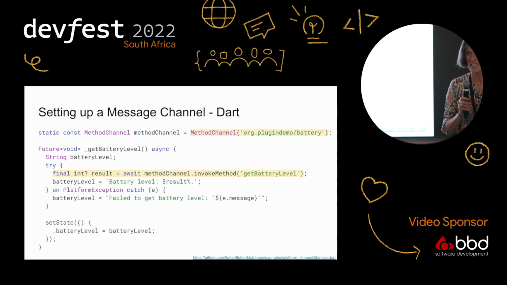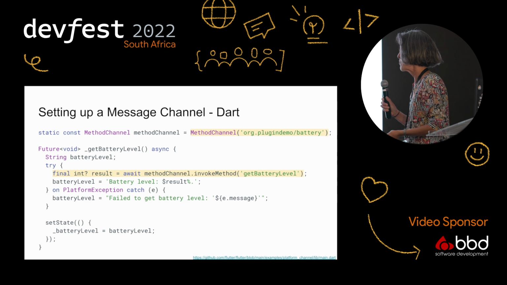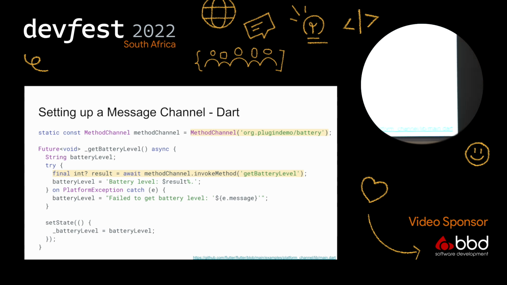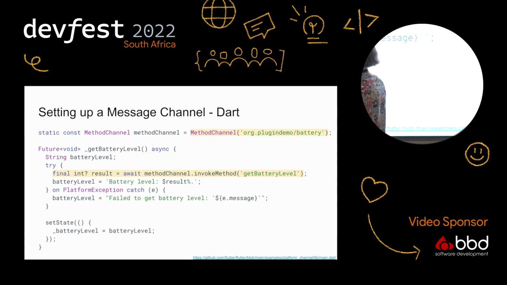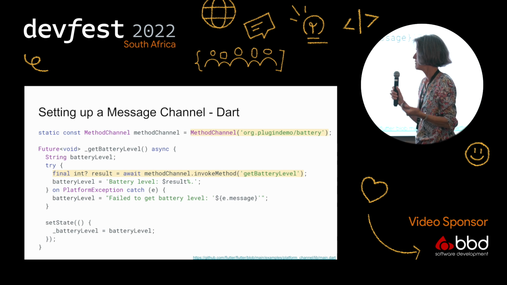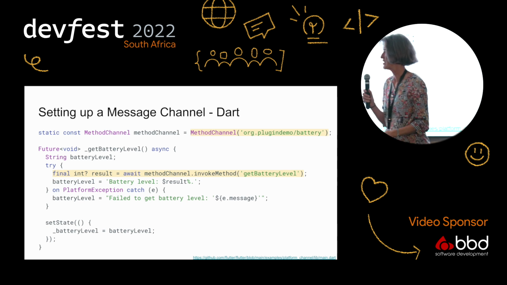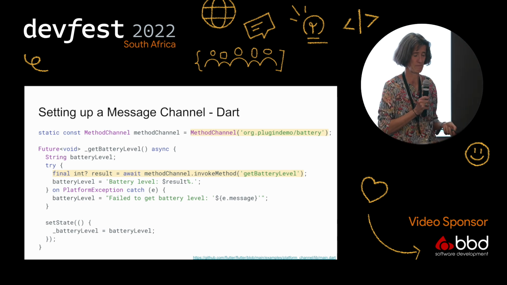It's untyped, so testing is a good idea here. It's very easy to make a typing mistake, of course. But really, you're sending this asynchronous method across the channel. You're waiting for a result that, in my case, is an integer, so a basic type. And then once that result comes in, I can do whatever with it. In my case, this is a stateful widget, so I'll change my battery level state once I have my result.